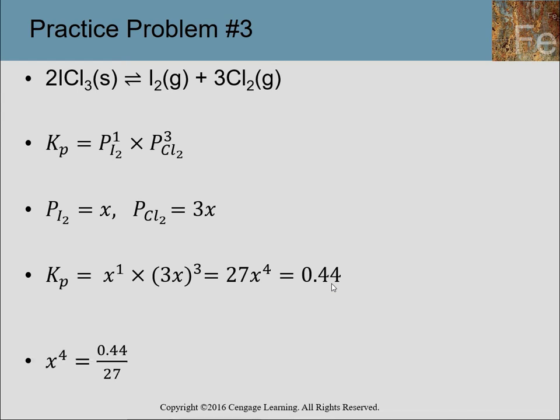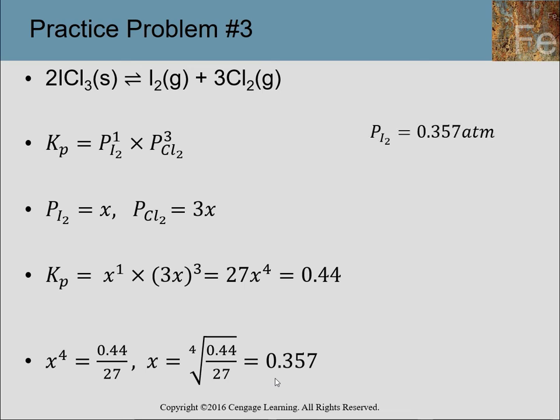So now it's time to do a little bit of algebra. X to the fourth is equal to 0.44 divided by 27, or X is equal to 0.44 divided by 27 raised to the fourth root. I left it in my calculator because of the whole sig fig thing, so I punched in 0.44 divided by 27, then I raised it to the 1/4 power, because I didn't have a fourth root button. That's the same as taking the fourth root. And then I get that my pressure, X, is 0.357. So what does that mean?